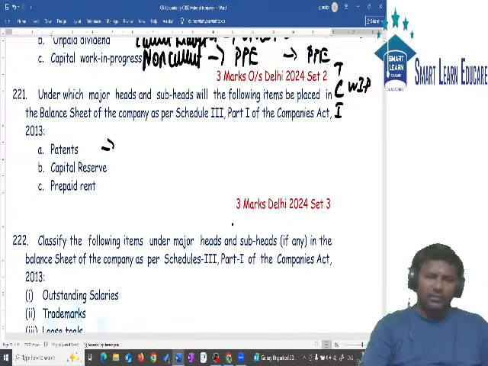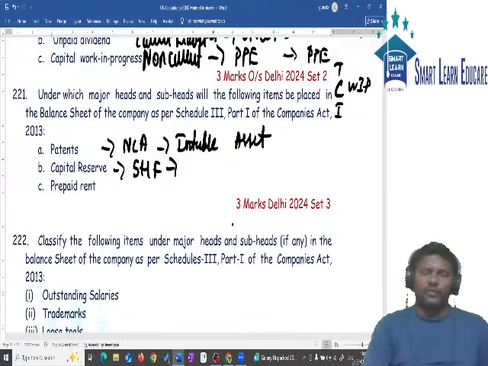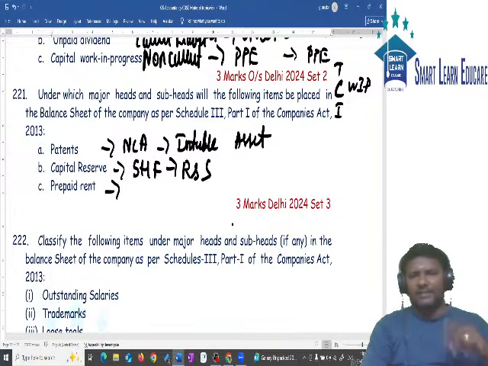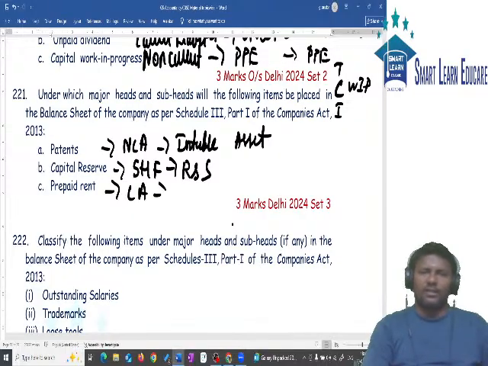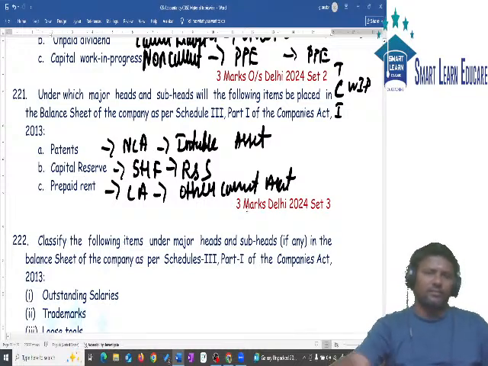Patent is a non-current asset, and will come under intangible asset. Capital reserve will come under shareholders fund. In shareholders fund, there are 3 things: share capital, reserves and surplus, and money received against share warrant. This will come under reserves and surplus. Prepaid rent is a current asset. In current asset, it will come under other current asset. Next.